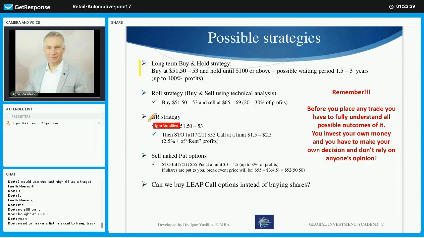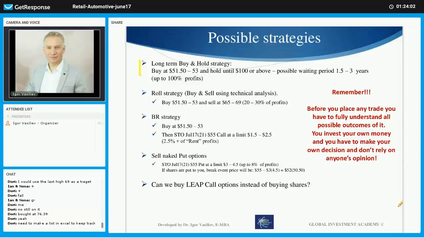So then the next strategy is the buy-write strategy. So you buy shares. Okay, we're going to look at an example now at current prices. If we buy right now and we sell a call right now. But again, it's much better if you buy at support and then you sell call when it comes to resistance. All right, so that's the thing. And you can expect here to get 1.5 to $2.5.